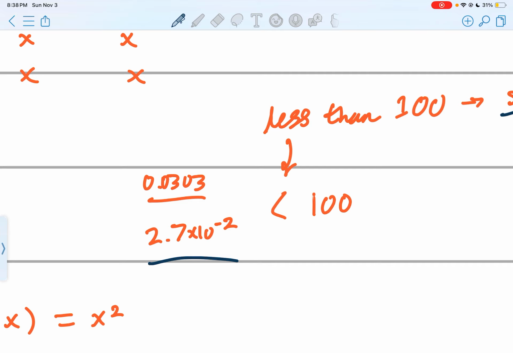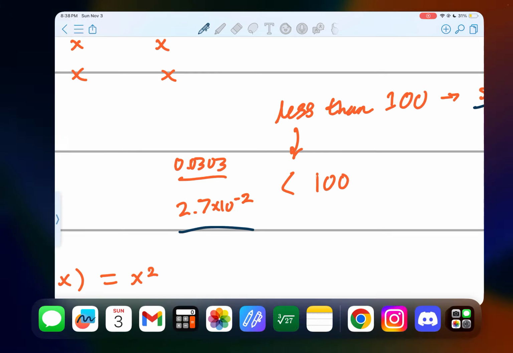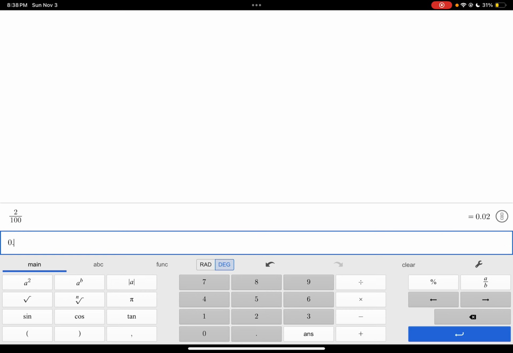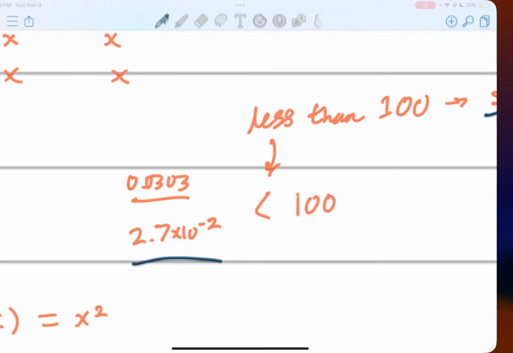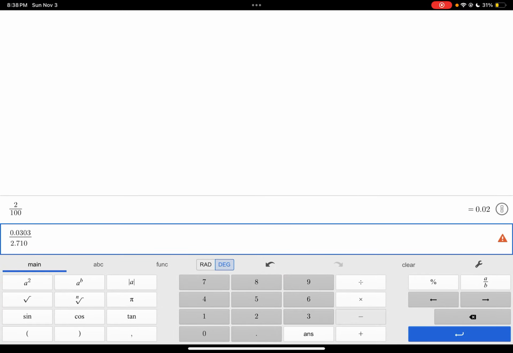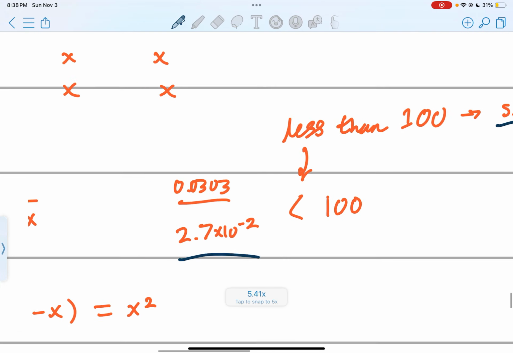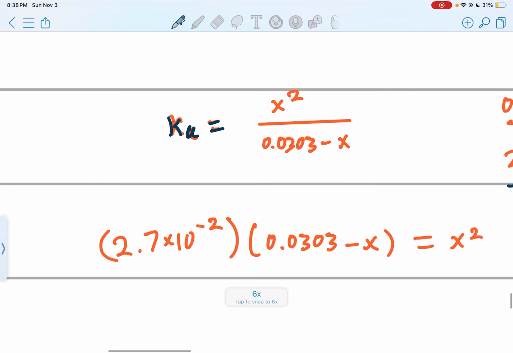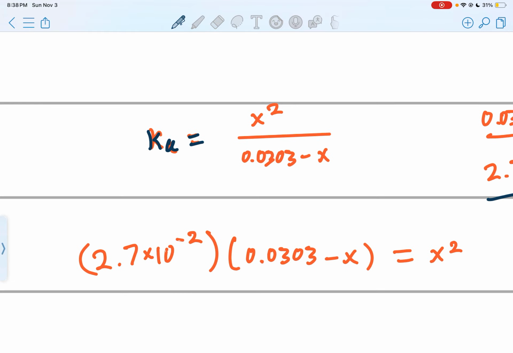If I plug it into my calculator, it's going to be 0.303 divided by 2.7 times 10 to the power of -2 times 10. It gives me 1, right? Which is a lot less than 100. So our simplifying assumption is invalid. Okay, so we go back here, and we know we have to solve this with the quadratic formula, right?